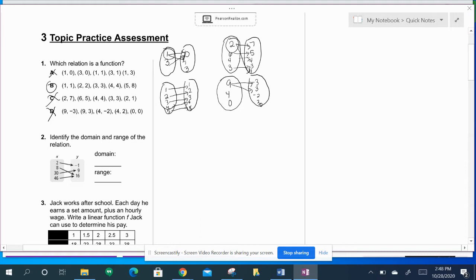Number 2, we've kind of already talked about this in number 1, but identify the domain. The domain are the x values, so it's going to be the set of numbers 2, 8, 30, and 46. The range are the y values, and so in this case, it would be -1, 9, and 16.